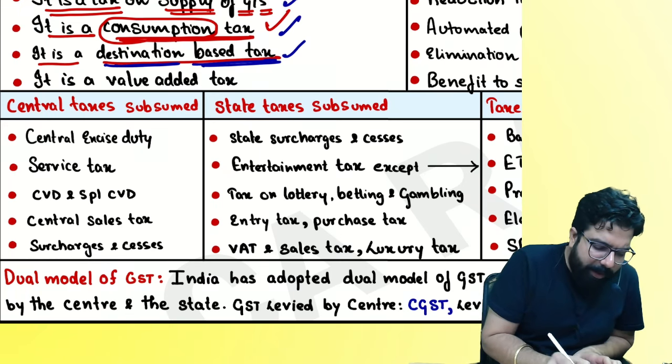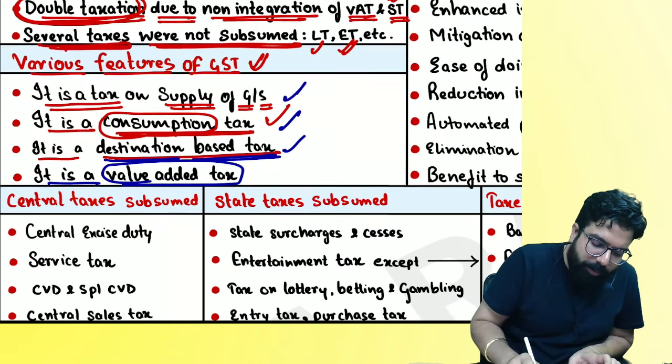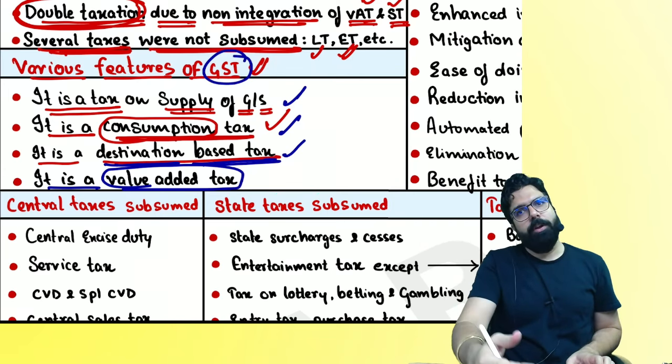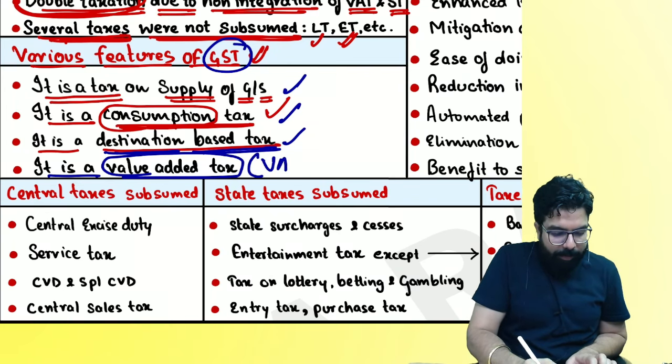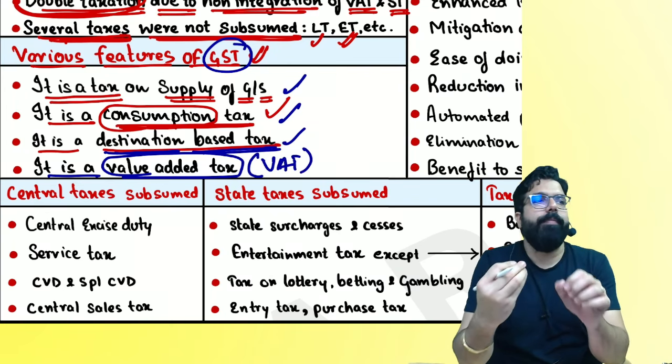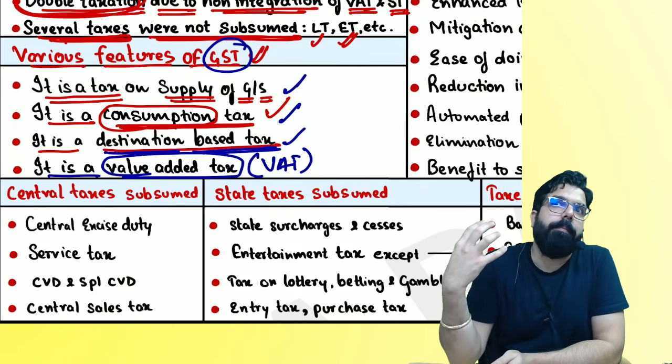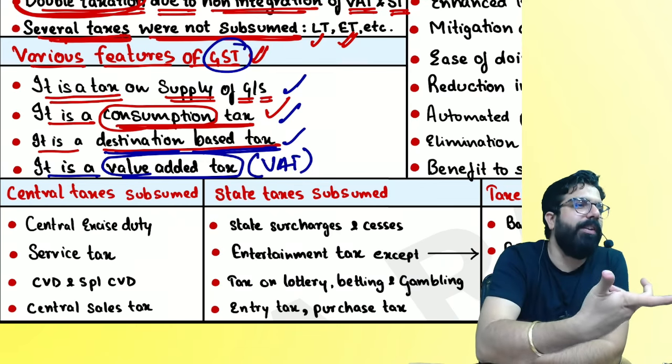The last one is, it's a value-added tax. GST is what, everyone? Value-added tax. Sir, VAT was deleted. Then what do you mean by GST is a VAT? VAT is actually a method. VAT is not a tax. VAT is actually a process.